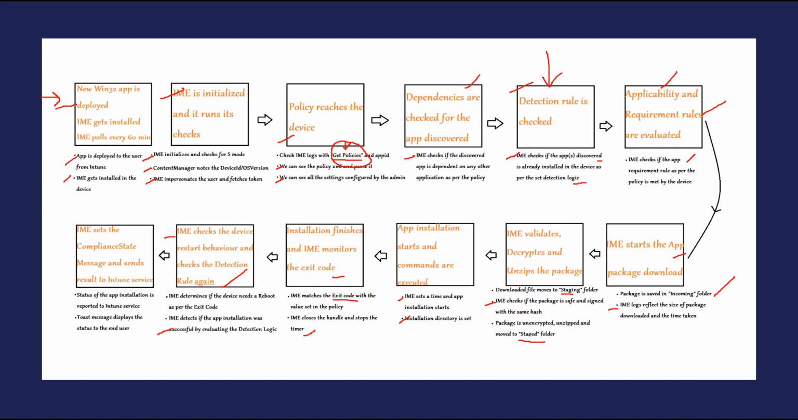If the detection logic is met this time, then IME will assume that okay, the installation happened fine, and then it will send the status of the app installation to the Intune service, and then it will display a toast message on the end user's device saying that the app installation was successful. If this fails, then obviously we will see later on what we find in the log. But this is again a breakdown of the different steps that take place during a deployment, installation, and processing of a Win32 application in stages.